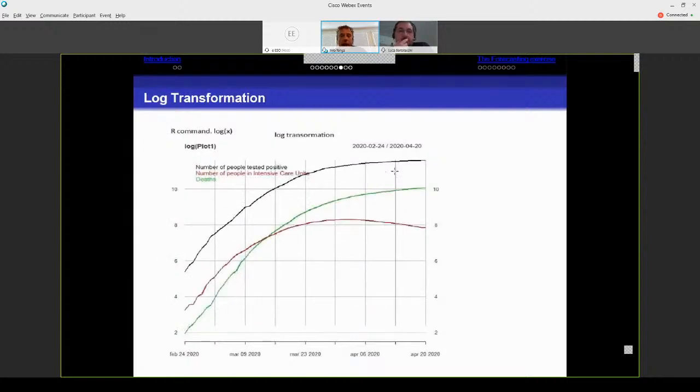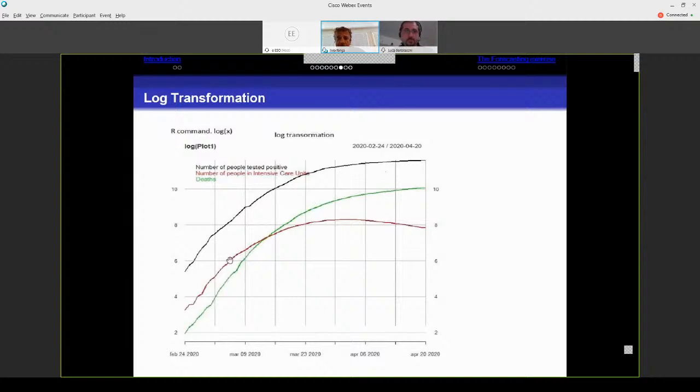Why should we transform our data? Always try a log transformation and a Box-Cox transformation, which I'm going to present later during my presentation. The R command here is very easy: log(x). That's it. So log(x) gives my transformation, and logplot1 is just the name I gave to the transformation of the data. That's what I get.